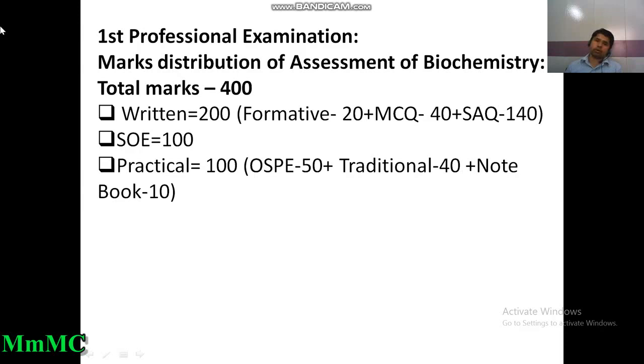Now about isotope. Define isotope with example. What is the clinical importance of isotope? What is the clinical application of isotope? Clinical application or clinical importance, both are the same. So if the question is to write about the clinical importance of isotope, you can write the clinical application of isotope. Both are the same. Understand? Okay.